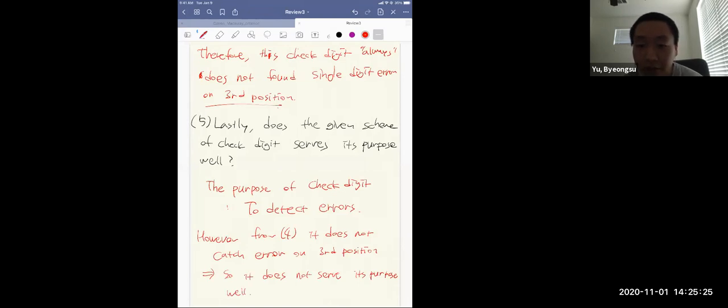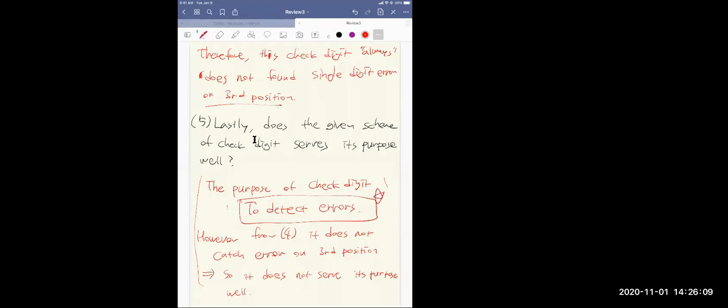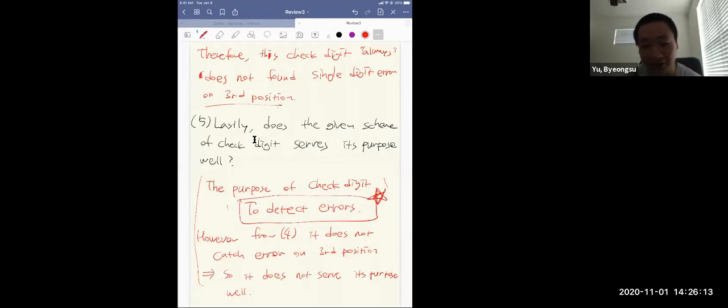What does the question say? What I said in the question is number 5: lastly, does the given scheme of check digits serve its purpose well or not? Explain your opinion based on number 4. That's the full question. And the answer is here. The purpose of the check digit is to detect errors. However, from 4, you can see that it does not catch errors on the third position. So it does not serve its purpose well, right? I hope you remember the purpose of the check digit.